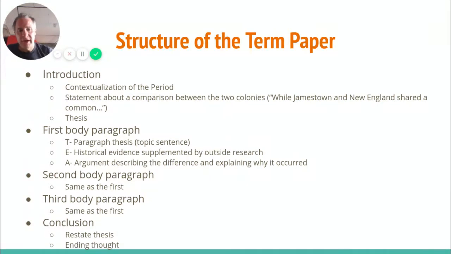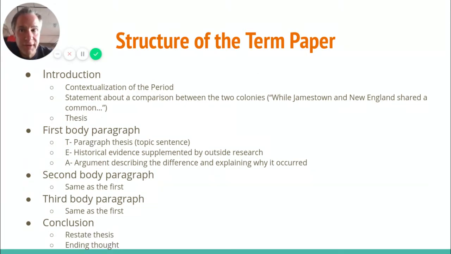Then, just like English has a counter argument, since we're writing a paper about the differences between the colonies, we are going to put in a couple sentences about something that you found that is similar between them. We do want to acknowledge that there are some similarities. And I even gave you the start to that sentence. You can use this in your paper. While Jamestown and New England shared a common blank, and then go on to explain that in 2 to 3 sentences.